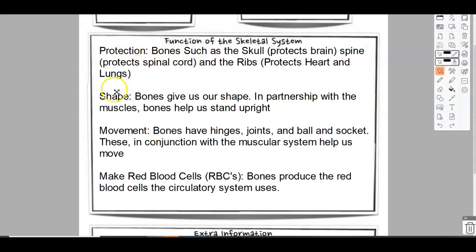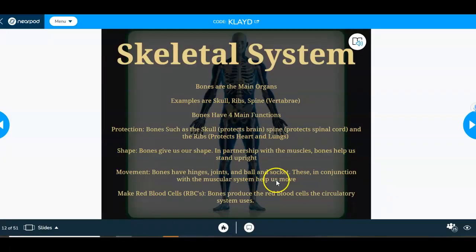Now, these words, protection, gives us our shape, movement, and make red blood cells, obviously, but you don't have to copy verbatim what's on each slide because that would be pretty boring for me to read, and it would be honestly too easy for you to do. I'm not copying things. We're putting them in our own words because if you can put it in your own words, you actually have understanding of what's going on.